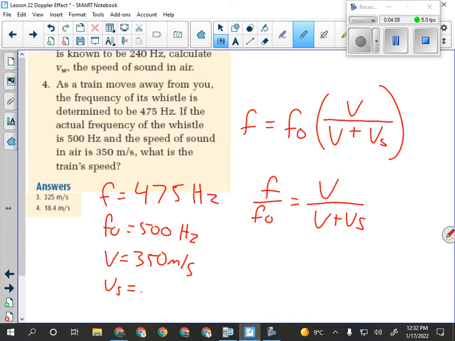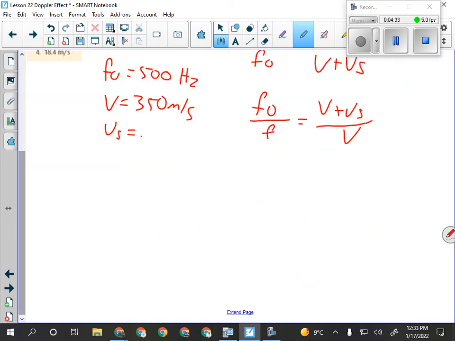Now, what I want is on the bottom of the equation, and I can't solve for it there. I need it on the top. So what I'm going to do is reciprocate both sides. Okay, the rules of algebra allow me to do whatever I want to an equation, as long as I what? As long as I do it to both sides. Okay, so FO over F equals V plus VS over V. All right, now I can do further manipulations to get VS by itself. So I'm going to multiply both sides by V, and then I'm going to subtract V. So what I'll be left with is FOV over F minus V equals VS.